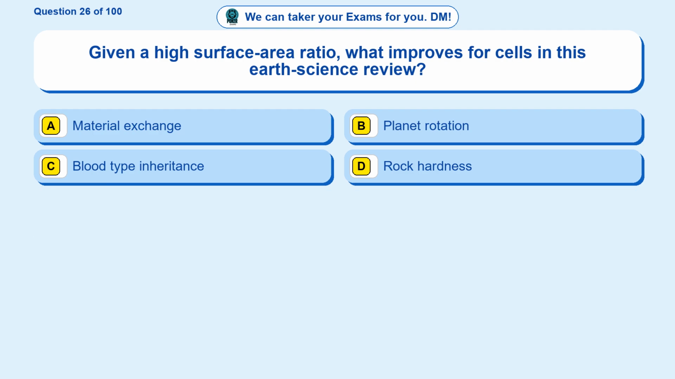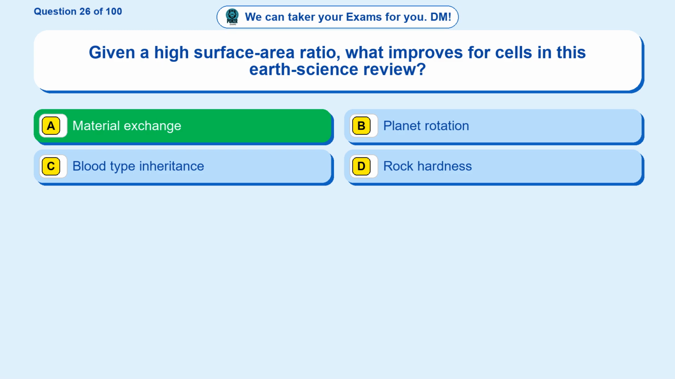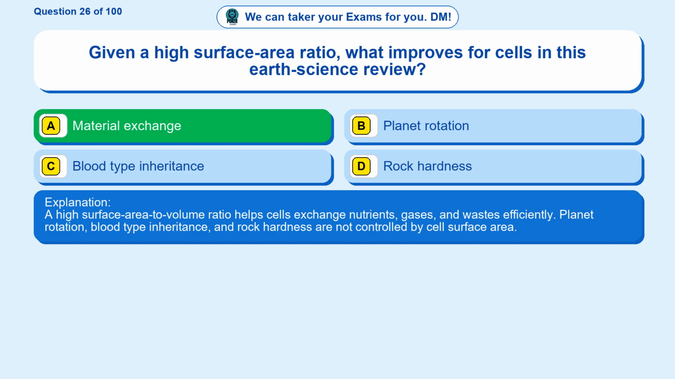Question 26. Given a high surface area ratio, what improves for cells in this Earth Science Review? Option A, material exchange. Option B, planet rotation. Option C, blood type inheritance. Option D, rock hardness. The correct answer is option A. Material exchange. A high surface area to volume ratio helps cells exchange nutrients, gases, and waste efficiently. Planet rotation, blood type inheritance, and rock hardness are not controlled by cell surface area.